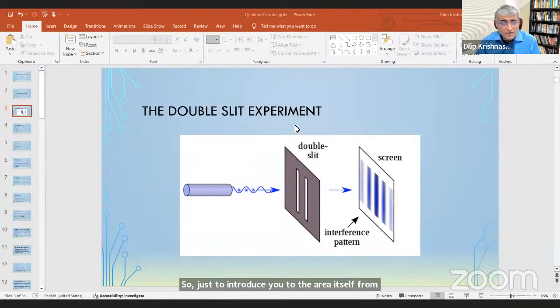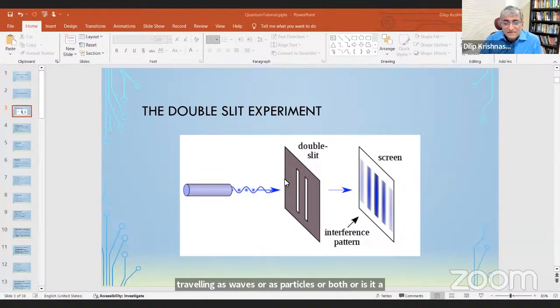So just to introduce you to the area itself from a physical angle, you all probably are familiar with the double slit experiment in physics. There's a screen with two slits, and you throw a whole bunch of photons on it, and you end up getting this interference pattern on the screen. This is the wave particle duality conundrum: is light traveling as waves or as particles or both, or is it a wavicle and things like that?